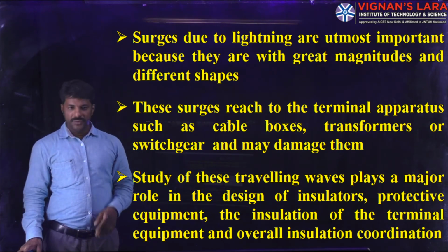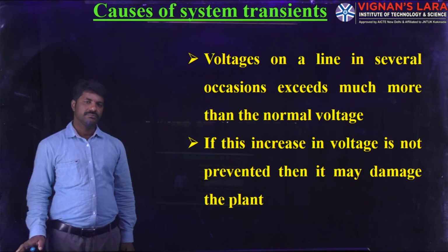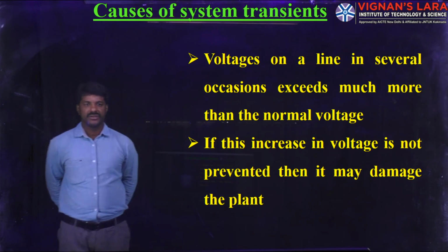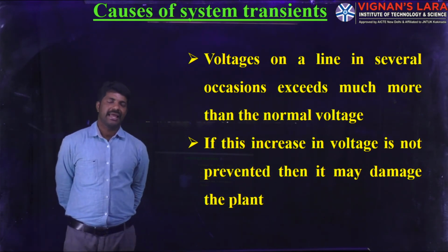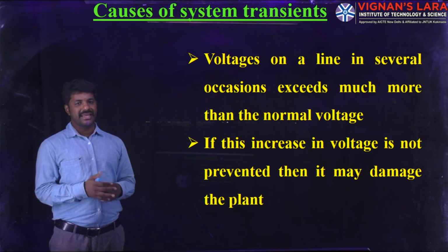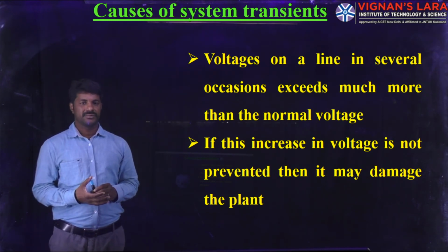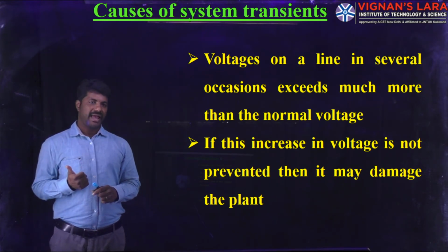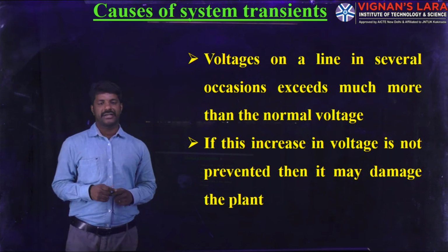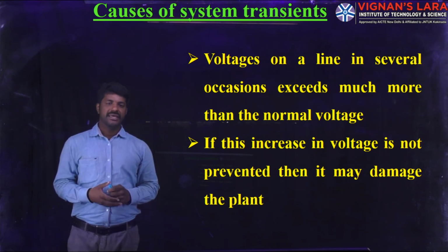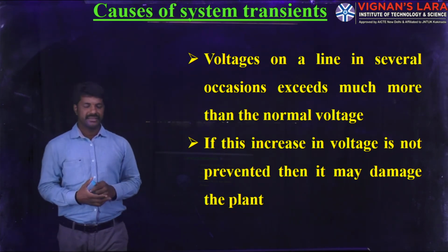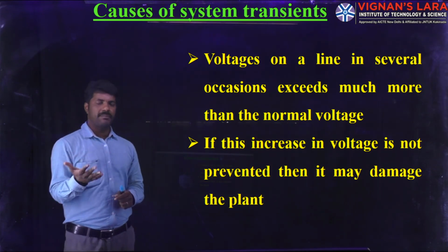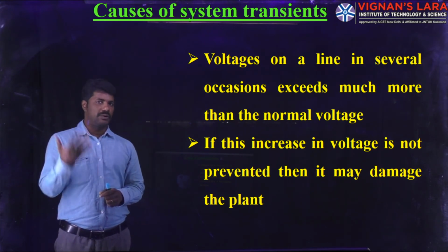And next, we are going to discuss what are the various causes of the transients, system transients. So in general, there are n number of reasons for voltages to exceed the normal voltage level. So what I mean to say is, voltages on the transmission line on several occasions exceed much more than the normal voltage. Because if this increase in voltage is not prevented, then it may damage the plant. Anyhow, we know all of this. The reasons may be n number of reasons to exceed the voltage beyond the normal voltage.